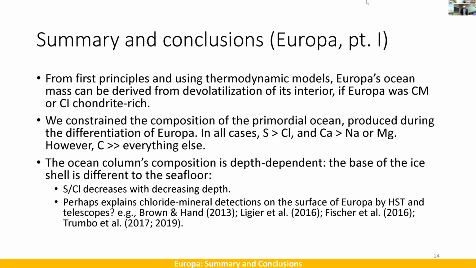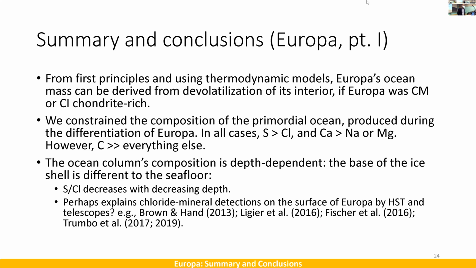Okay, to summarize and conclude the work on Europa, I'll later talk about Ceres briefly. So from these theoretical models, we've essentially been able to form an ocean on Europa without invoking delivery of volatiles later on, assuming that Europa was formed from carbonaceous chondrites. We constrained the composition of the ocean.